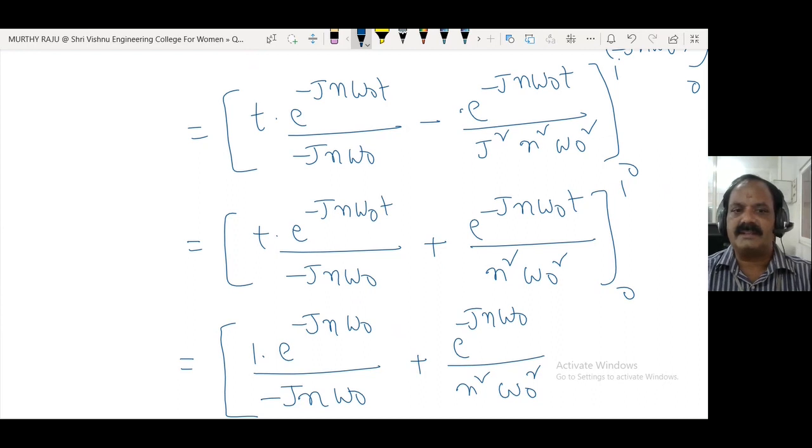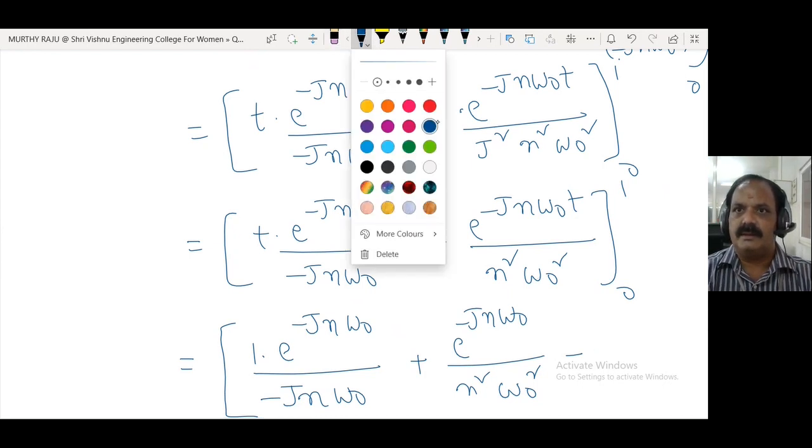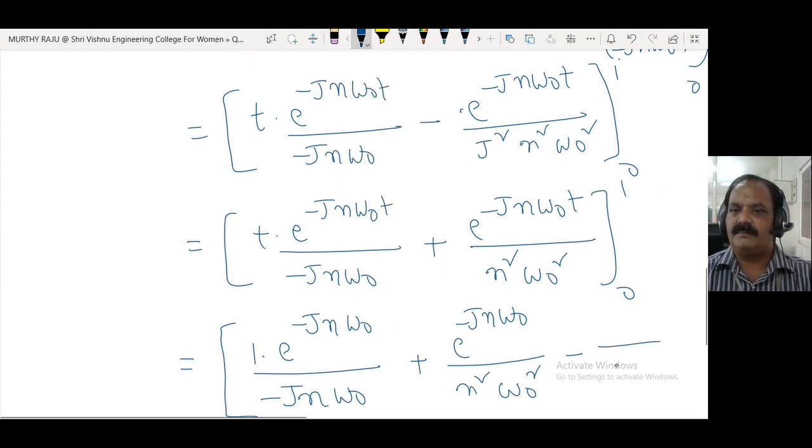Next, substitute 0 for the lower limit. Here 0 into something is 0, and the minus sign is there. E power 0 is 1. That gives 1 by n square omega naught square.